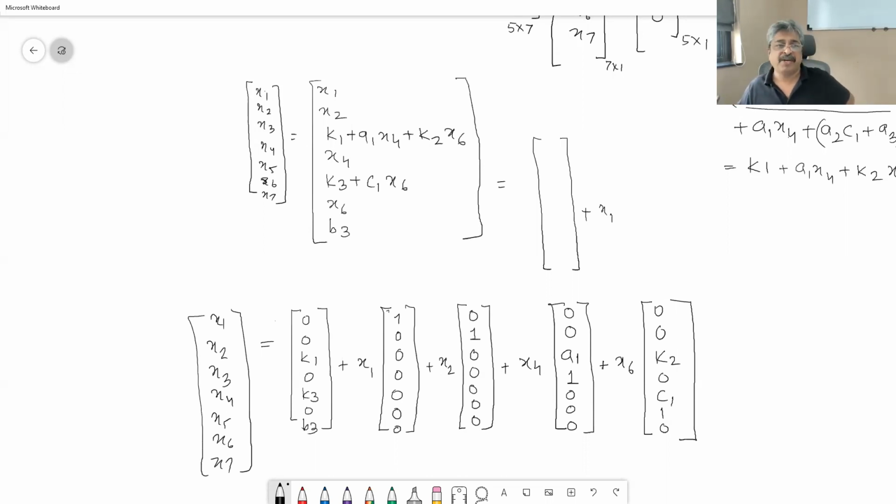This is the way of writing. Actually, x1 is equal to 0 plus 1 x1 plus 0 x2 plus 0 x4 plus 0 x6. x2 is equal to 0 plus 0 x1 plus 1 x2 plus 0 x4 plus 0 x6. x3 is equal to k1 plus 0 x1 plus 0 x2 plus a1 x4 plus k2 x6. It is as simple as that. I hope you have understood.